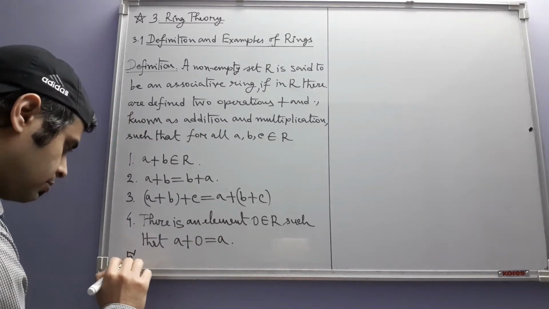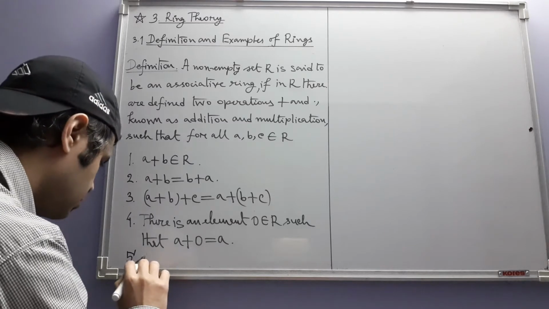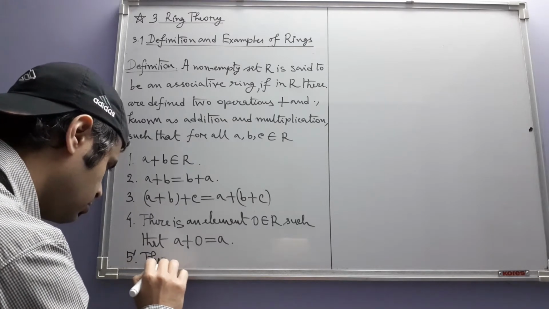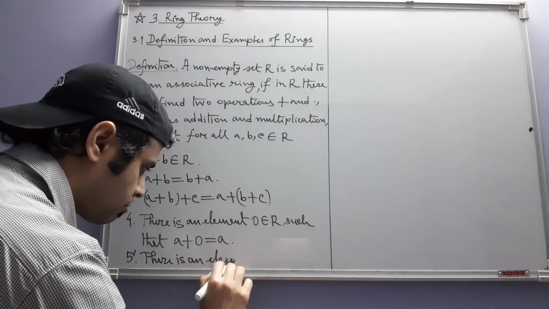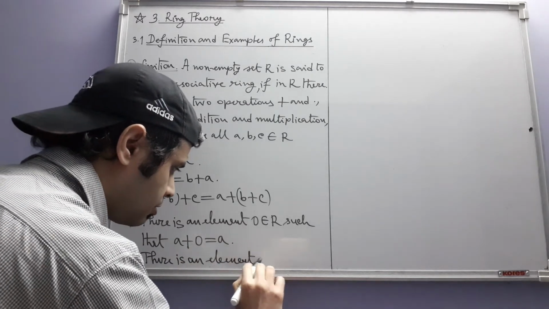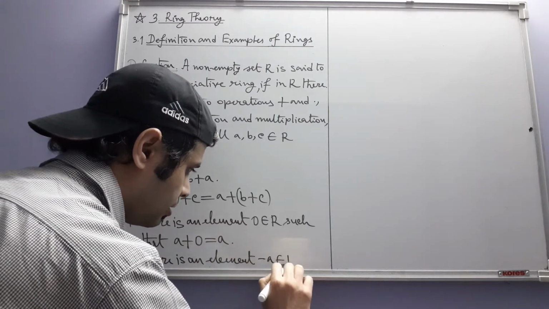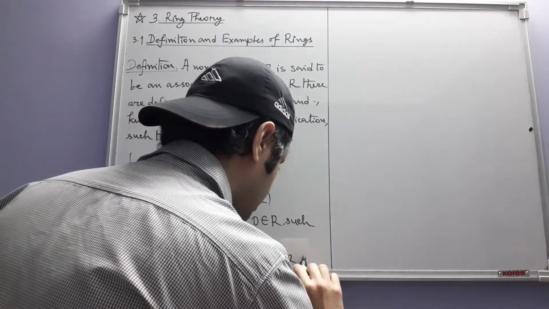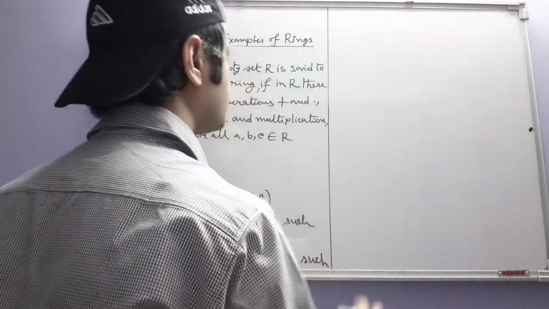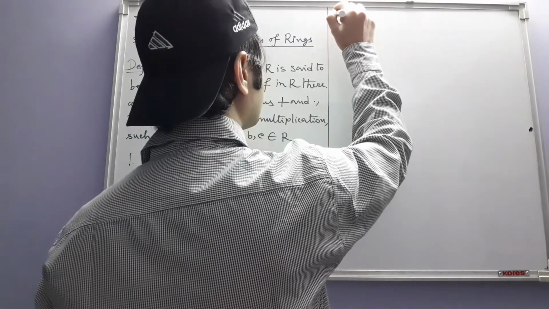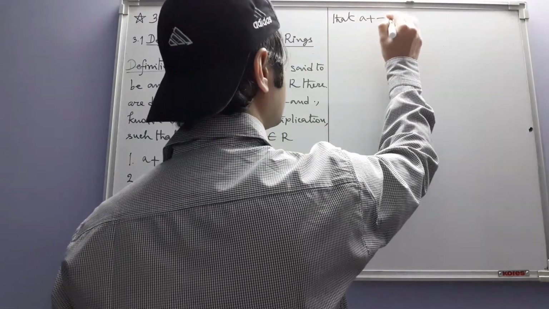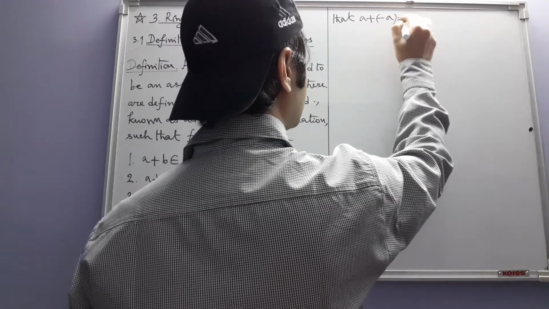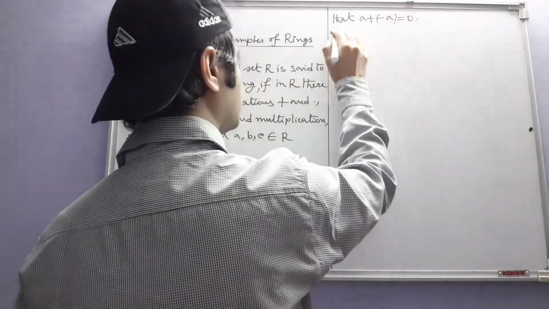Fifth one: there is an element minus A in R such that A plus minus A equals 0.